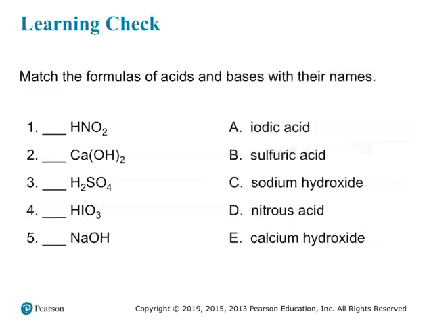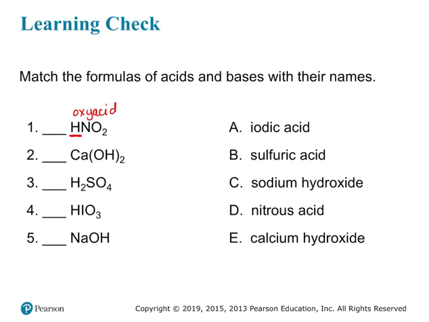Okay, so let's start with HNO2. So is that an acid or a base? It doesn't have OH in it, right? So it's not a base, but it does have a hydrogen ion, so it is an acid. Okay, now let's figure out, is this a binary acid or an oxyacid? This does have oxygen in it, so it's an oxyacid.